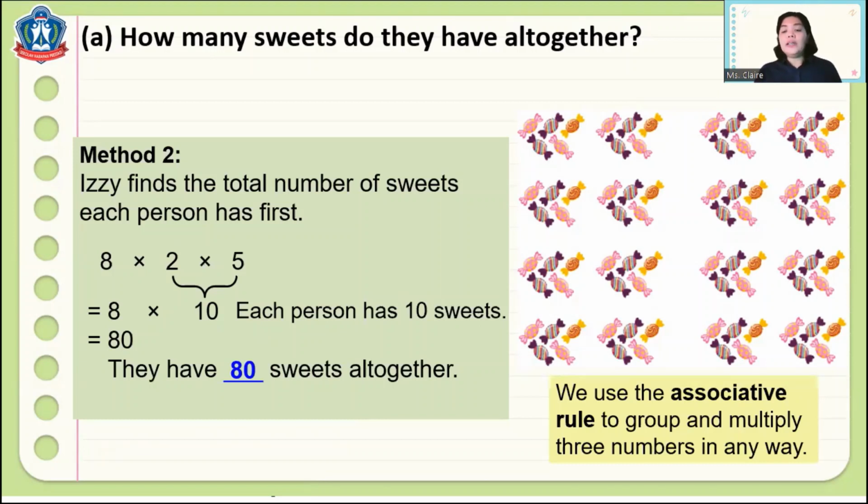We can use the associative rule to group and multiply three numbers in any way. So if we have three numbers to multiply, just like 8 times 2 times 5, you can multiply 8 times 2 first, then times 5. Or if it is easier for you to multiply 2 times 5 first, then you can do that, 10 times 8. The answer is still the same.